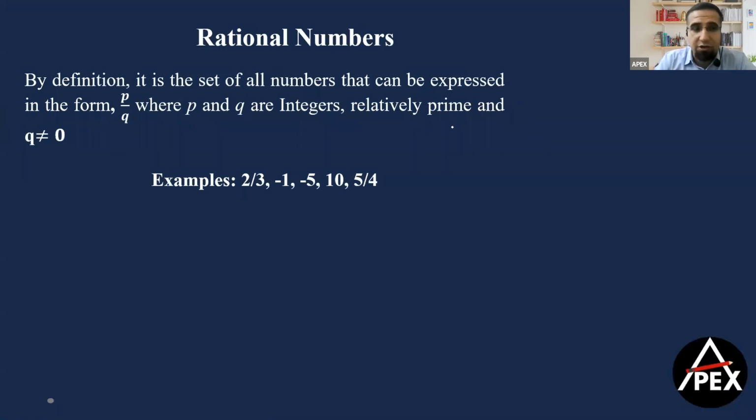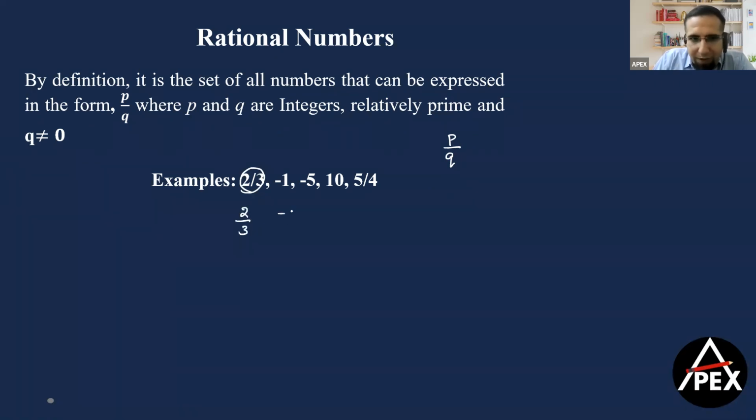Let's try to understand what's a rational number. By definition, it is the set of all the numbers that can be expressed in the form of p by q, where p and q are integers and relatively prime to each other. So any number that I can represent in the form of p by q becomes my rational number. Right. So for example, you have 2 by 3, a rational number which is already in the form of p by q. So p divided by q.